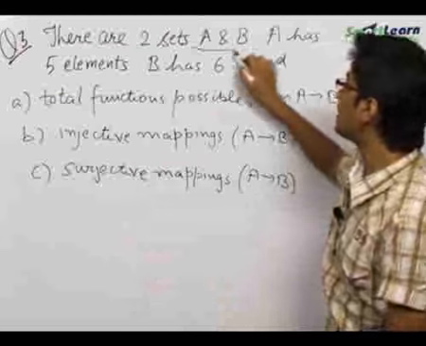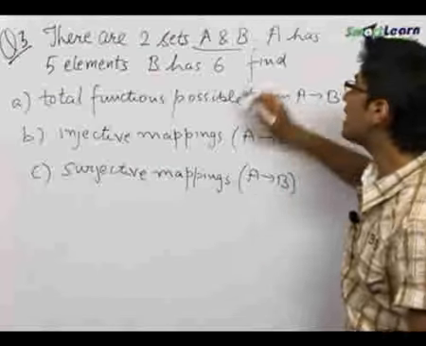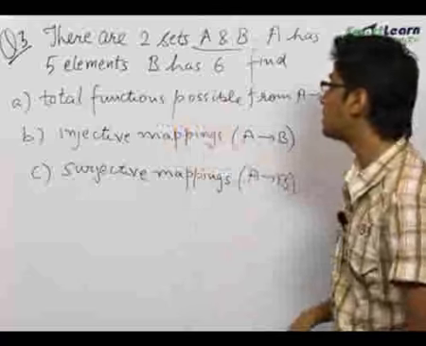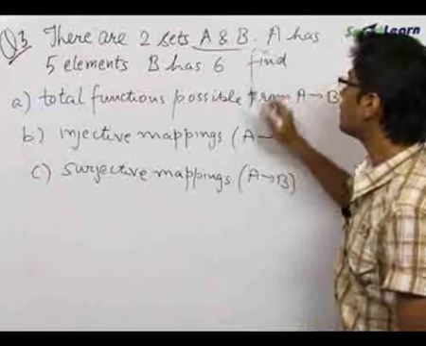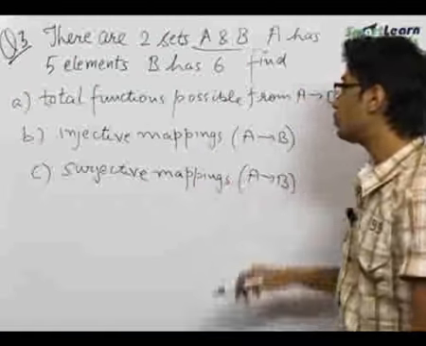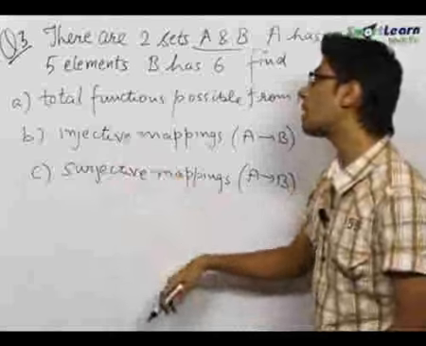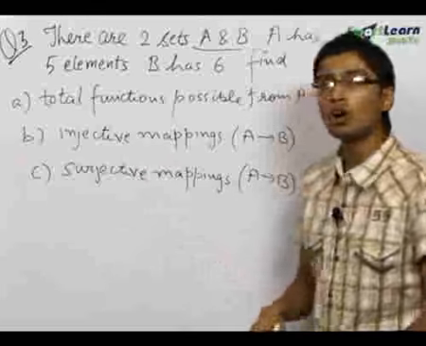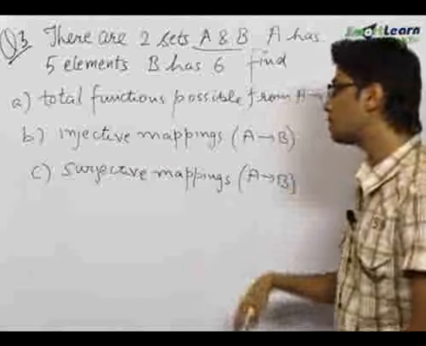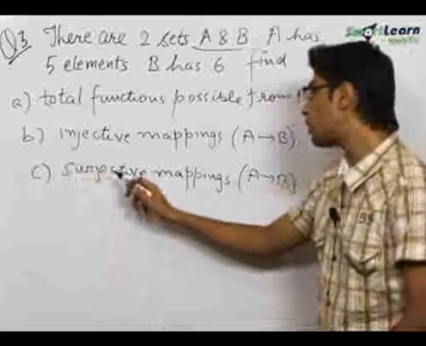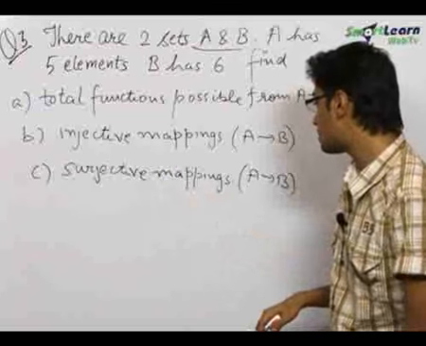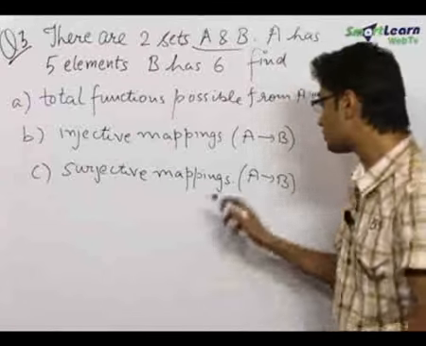We have two sets A and B. The set A has 5 elements and the set B has 6 elements. We need to find total functions possible from A to B in the first part. In the second part, we need to find the injective mappings or the one-one functions possible from A to B. And in the third part, we need to find the number of surjective mappings, that is the onto functions from A to B.